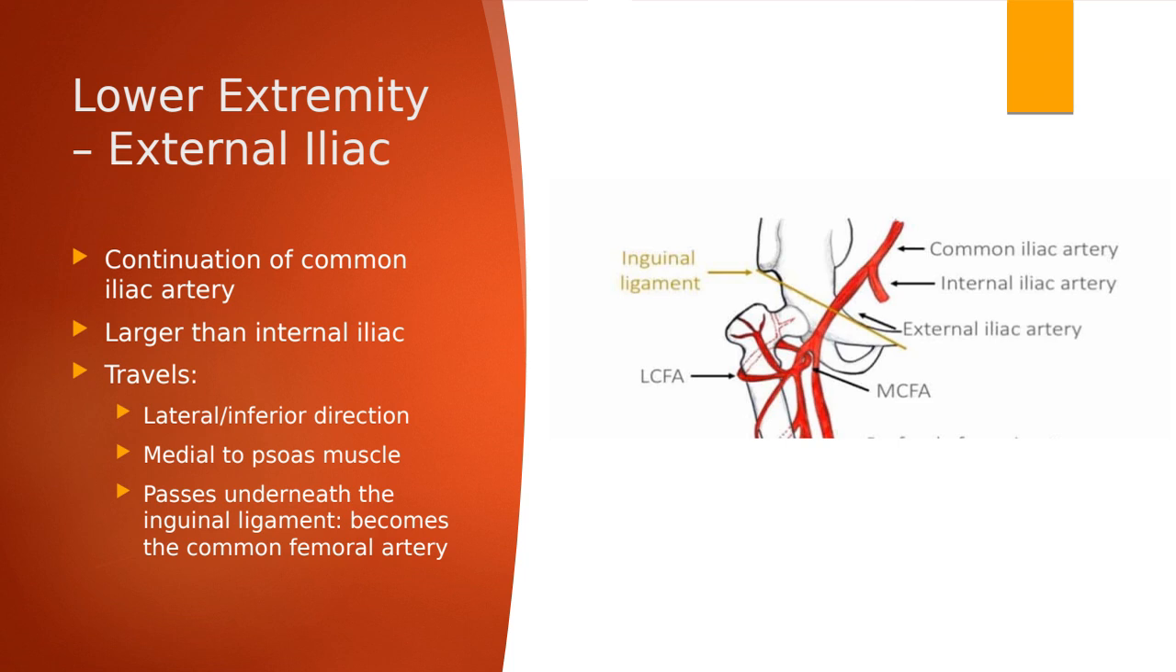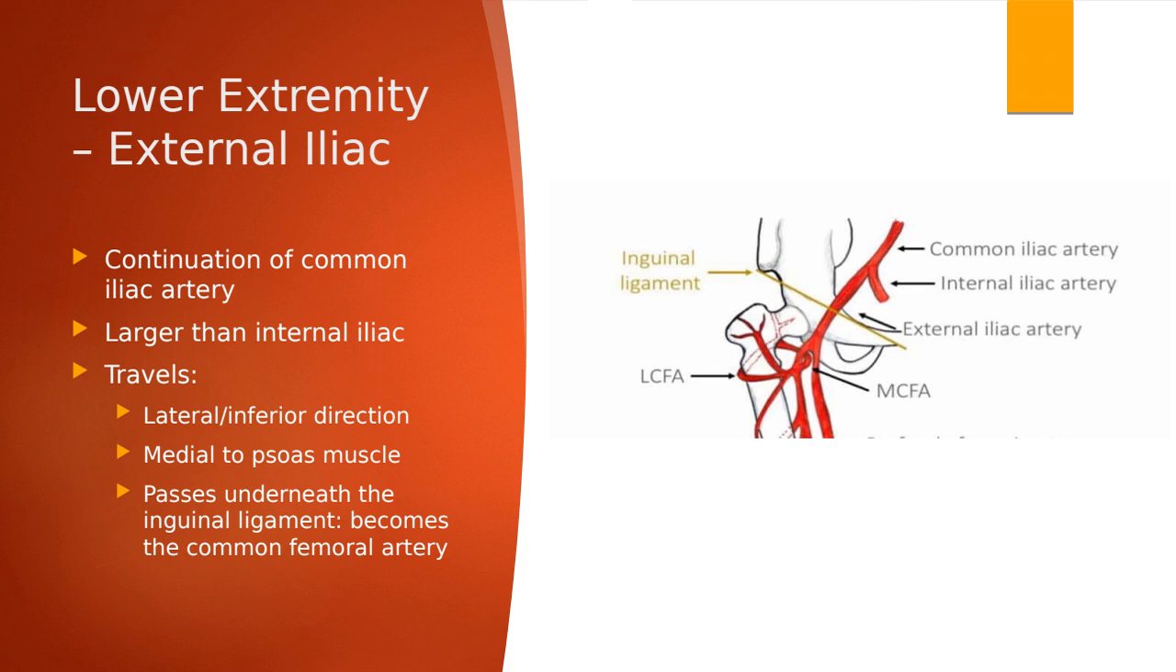So the psoas muscle, if you remember from anatomy, if you have a really jacked bodybuilder and you look at their lower back portion, they have a triangular shaped muscle in their lower back, right above their bottom, and that's going to be the psoas muscle. So it's going to travel medial to that. It does pass underneath the inguinal ligament, where it's then going to become the common femoral artery.